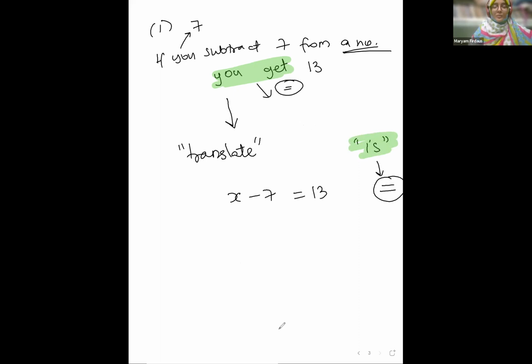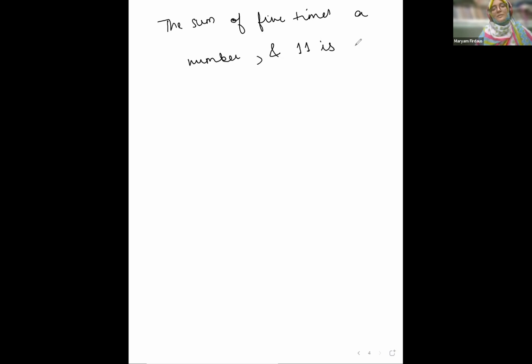I will tell you more as we move on. So here's another one. The sum of 5 times a number and 11 is 62.